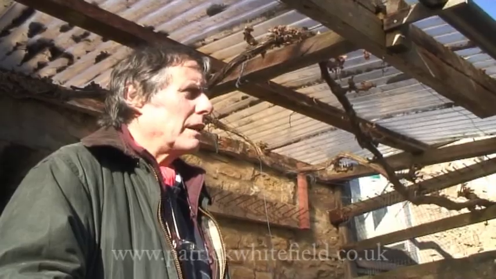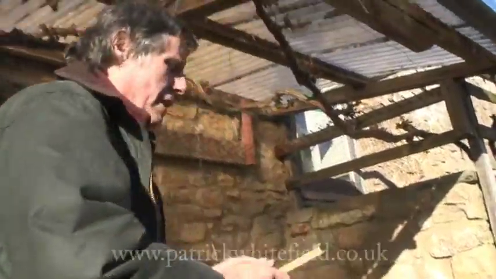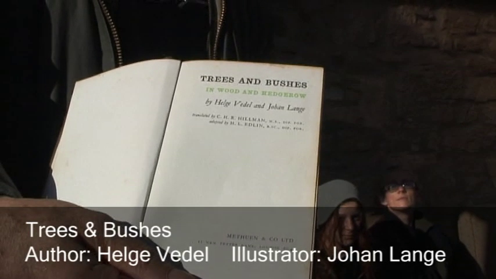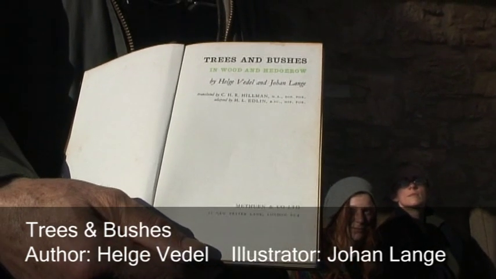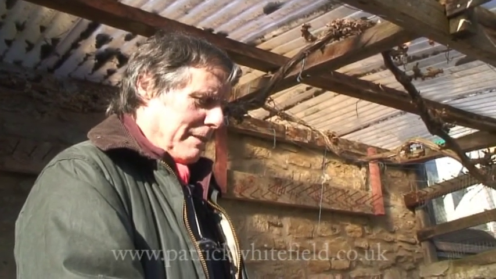Altogether, this is a book for people who already know something about plants. And finally, there's this one, Trees and Bushes, by two Danish people whose names I forget, Helga Vedel and Johan Lange. And this is my favourite. I borrowed it off my mum about 30 years ago, and I still haven't given it back.